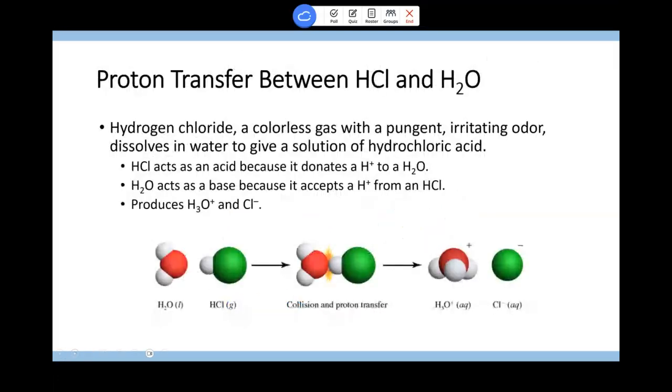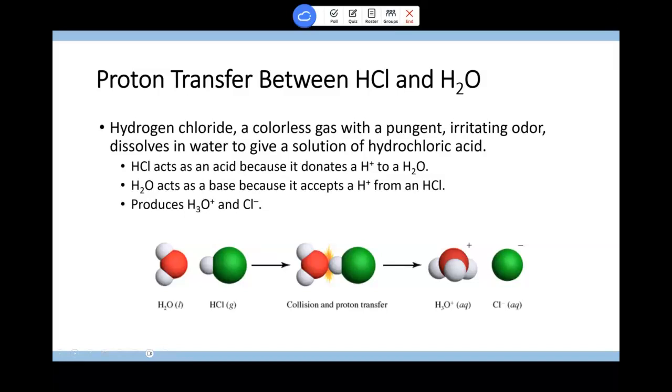Here's another example of a proton transfer between now HCl and H2O. So hydrogen chloride, that is a molecule that's on our list of strong acids. So it's going to donate a proton to H2O. So this is the strong acid, then in this case water is going to be the base. It's going to accept the proton. So H2O acts as the base.